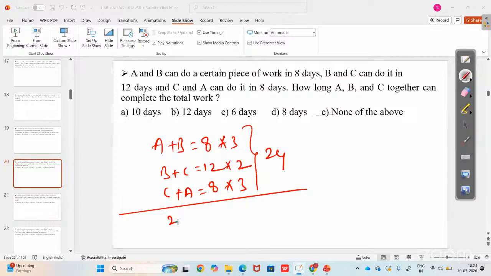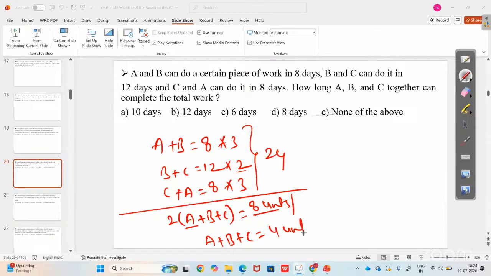Now A is getting 2 times. So 2 times of A plus B plus C is equal to 3 plus 3, 6, 6 plus 2, 8. So if A is doing 2 times of work, they are completing 8 units of work. If they are working only one time, A plus B plus C, it is half of the work, they can complete only 4 units of work.